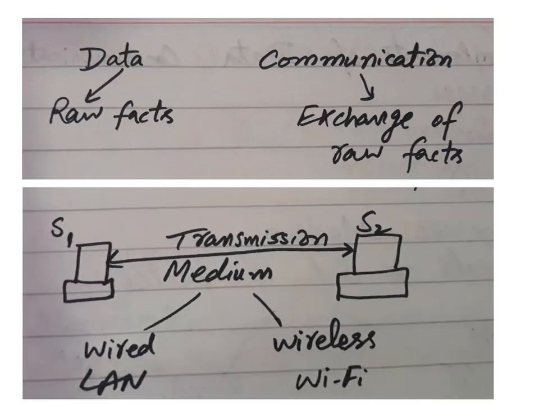So next is the example. This is station 1 and on the other side station 2, and both stations want to communicate. They can communicate through a transmission medium. There are two types of transmission medium. One is wired, that is used for local area network, and the other one is wireless, without wire. An example of that transmission medium is Wi-Fi.